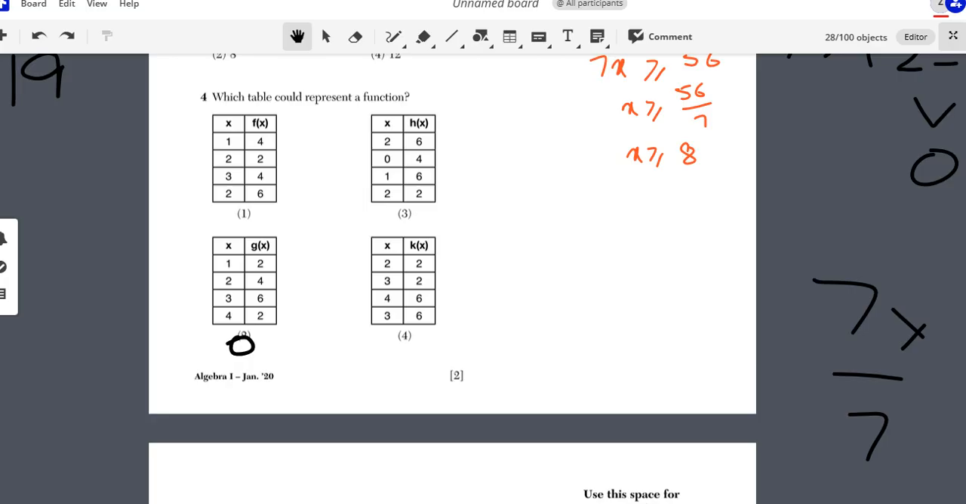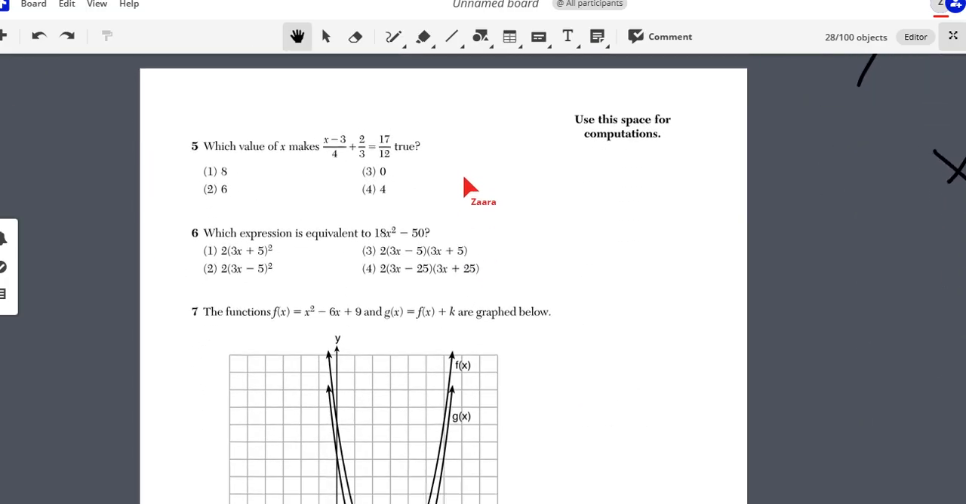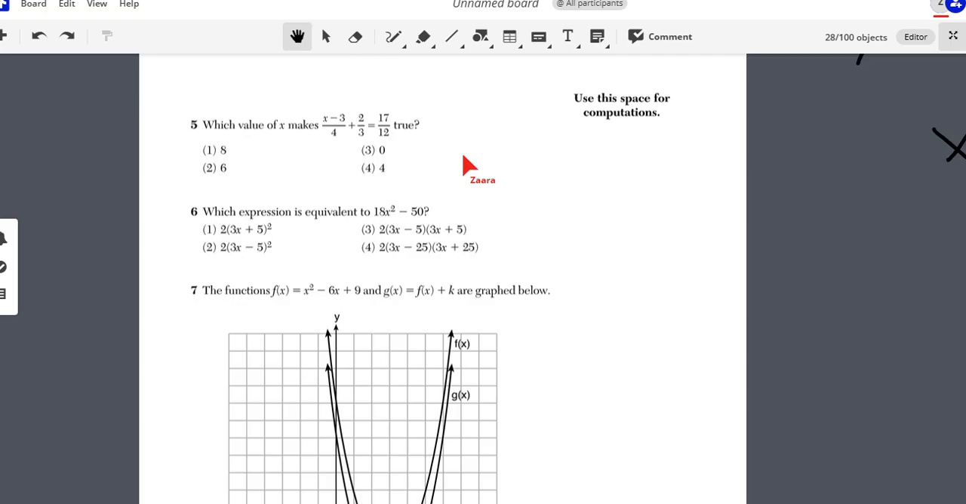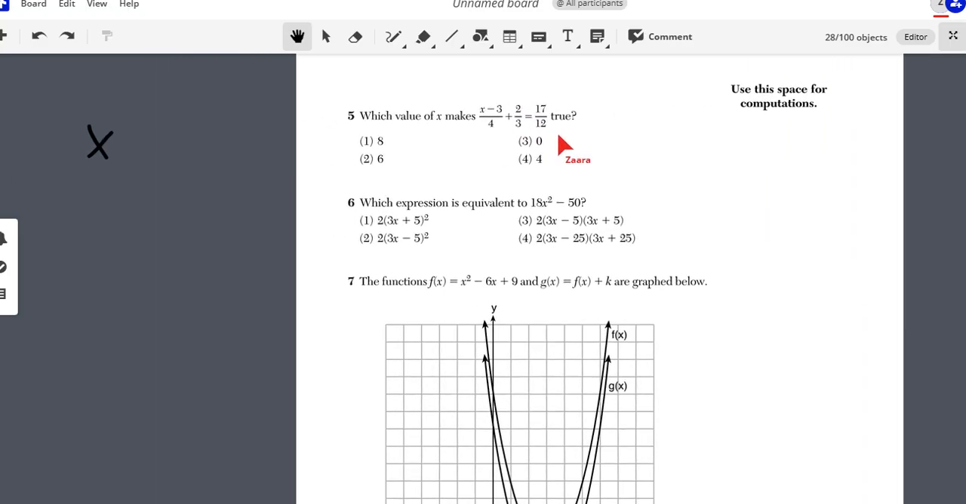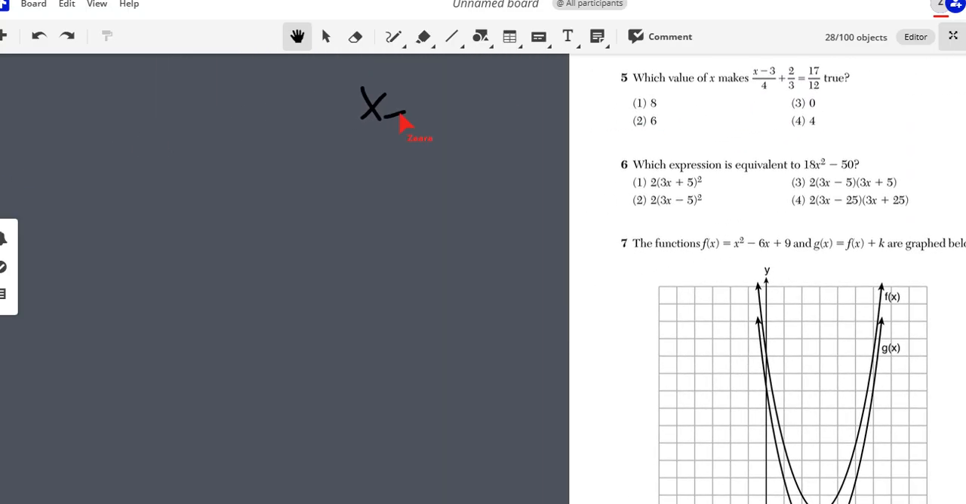All right, number 5. Which value of x makes x minus 3 over 4 plus 2 over 3 equals 17 over 12 true? So I solved this equation first. You have to show me your work. I'm not going to believe that you solved it and whatever you got. You have to show me. Yes.